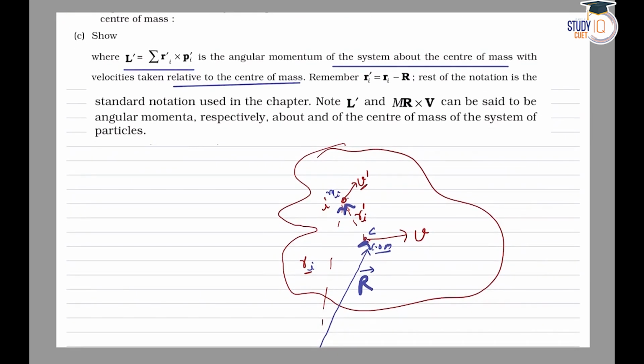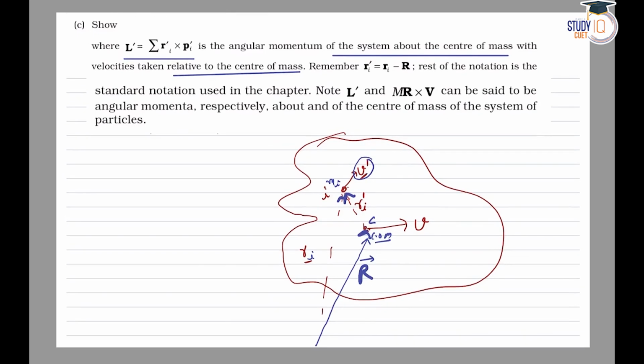Suppose the body is moving with velocity V, and the velocity of any ith particle with respect to the center of mass is V prime, and the location of this ith particle with respect to the center of mass is Ri prime. With respect to any point O on the ground, the position of the ith particle is Ri, and the position of the center of mass with respect to the ground can be written as R.